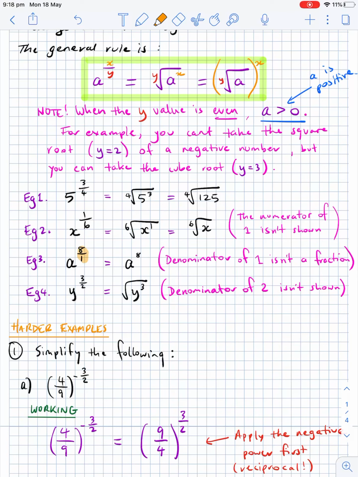Next one is a to the power of 8 over 1. So we do have a fraction here, but 8 over 1 is the same as just a regular 8. So when you've got 1 as the denominator, you won't need a root sign because it's just going to be a whole power of 8.